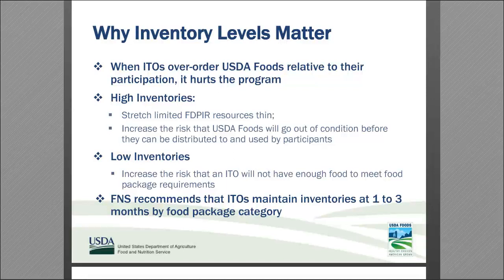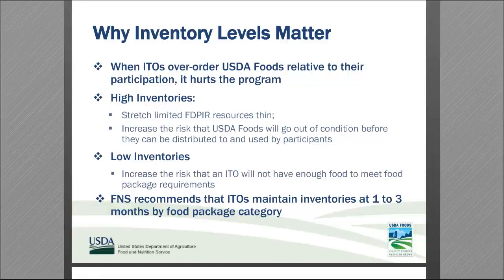FNS recommends that ITOs maintain inventories at 1 to 3 months by food package category. This is the level that will enable an ITO to ensure it has enough product on hand to meet food package needs, to ensure that product can be distributed before it goes out of condition, and to ensure that FDPIR program resources are not being overtaxed nationally.